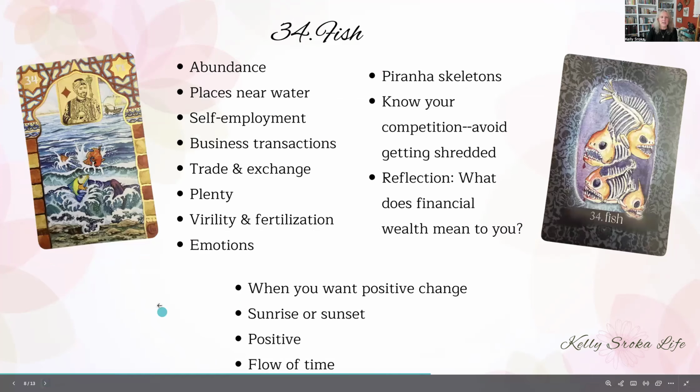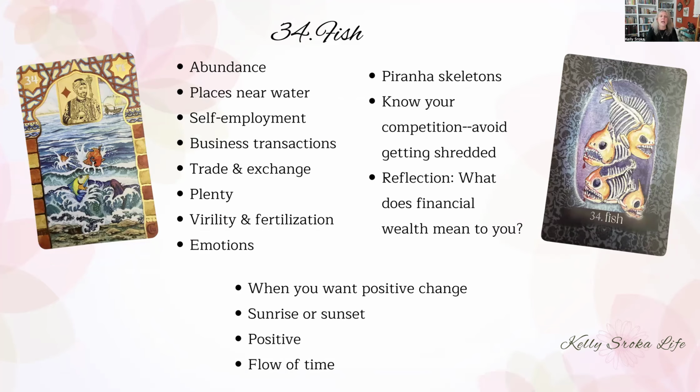All right. And then next we have number 34, which is fish. And over here, you see Raina George's fish jumping out of the water in the ocean. And so fish here in Lenormand means abundance. Places near water or are water, like the ocean, the rivers, ponds, and lakes, anything that is water and the places that are near it. And this is the card for self-employment.